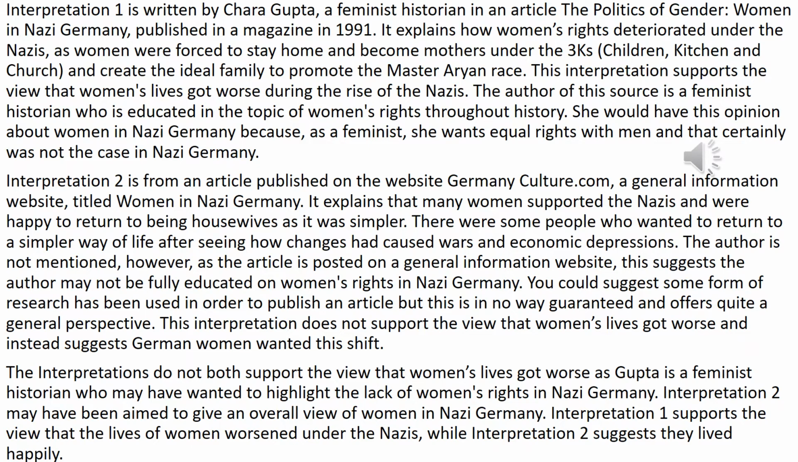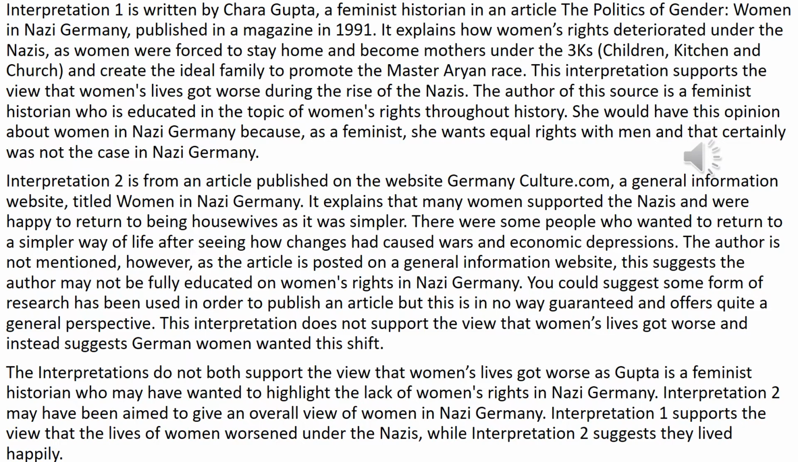Interpretation 1 is written by Chira Gupta, a feminist historian, in an article The Politics of Gender, Women in Nazi Germany, published in a magazine in 1991. It explains how women's rights deteriorated under the Nazis, as women were forced to stay home and become mothers under the 3Ks, children, kitchen and church, and create the ideal family to promote the master Aryan race. This interpretation supports the view that women's lives got worse during the rise of the Nazis.